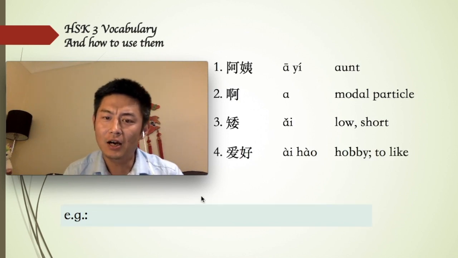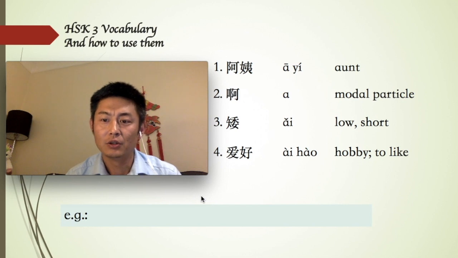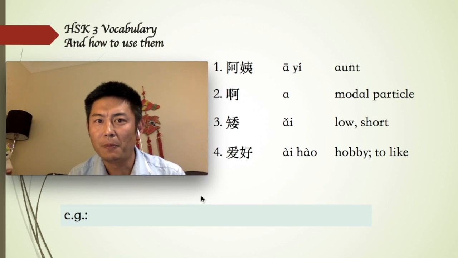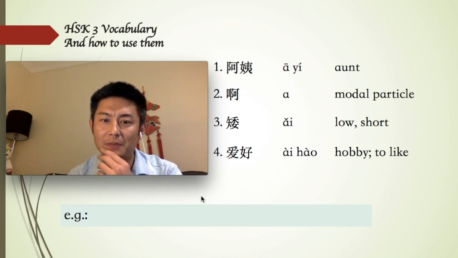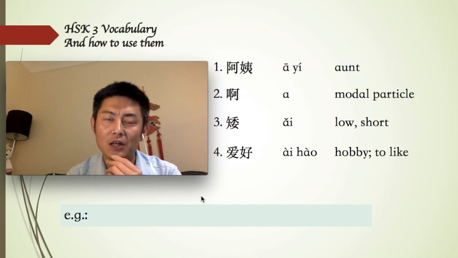Okay, now number 4. Number 4 is 爱好, hobby, or it can be used as a verb as well, to like. So you can say 我爱好 blah blah blah. Like 我爱好打篮球, play basketball, or 我的爱好是打篮球, my hobby is to play basketball. Both are okay, right? 爱 is to love, and 好 is not 好 anymore. The pronunciation has been changed into the 4th tone, and the meaning has been changed as well, to mean to like. So put 爱 and 好 together, that means hobby or to like.